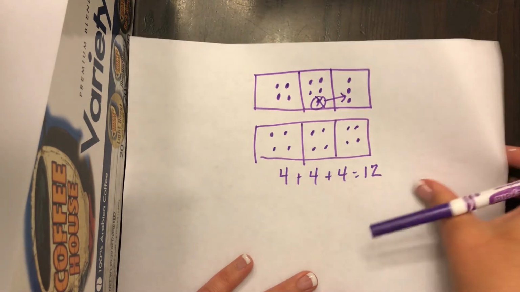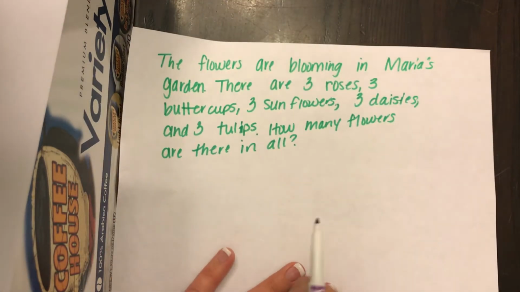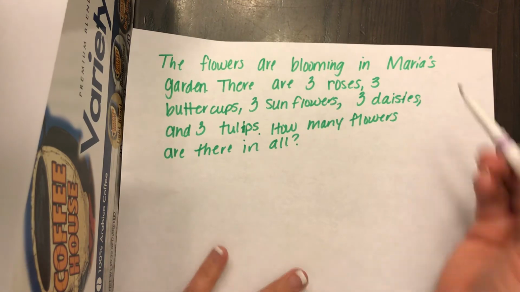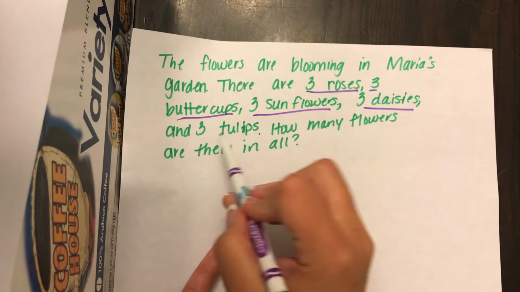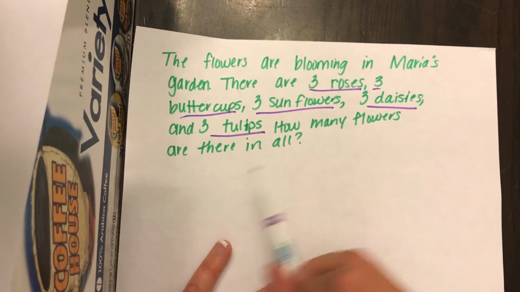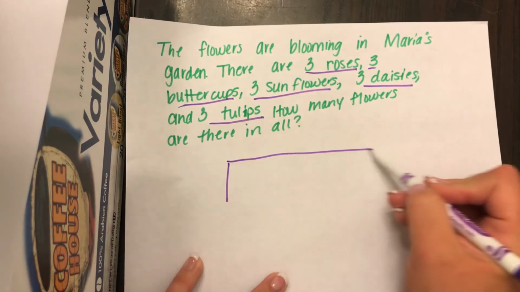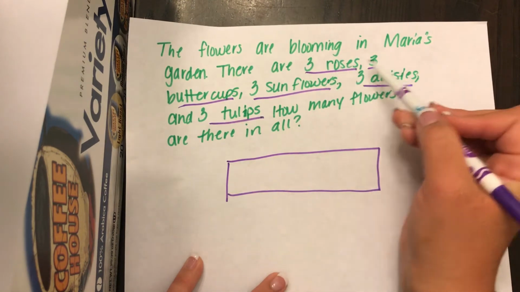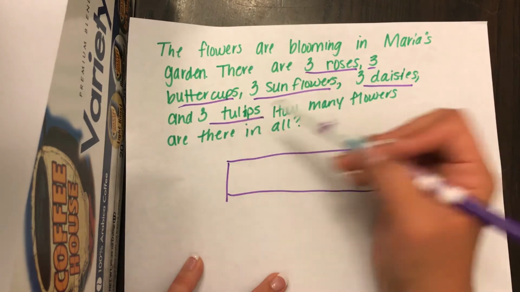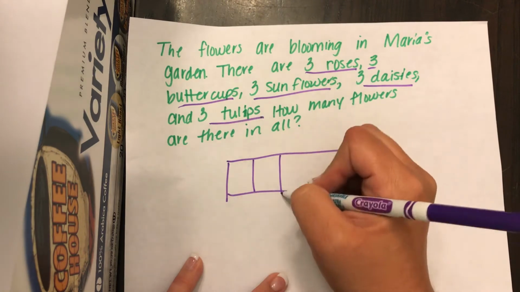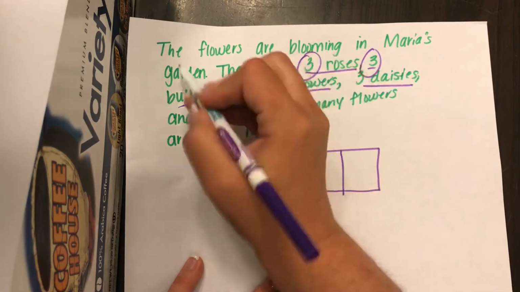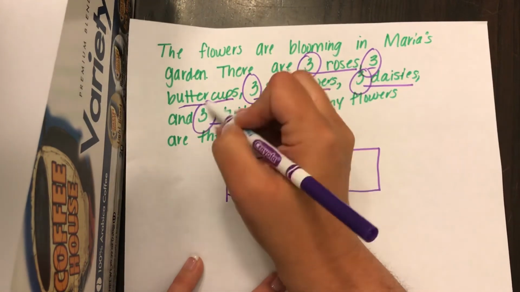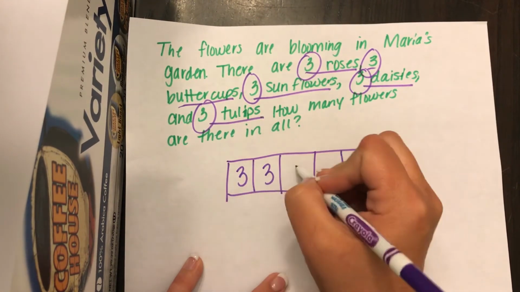Okay, so let's look at one more problem. The flowers are blooming in Maria's garden. There are 3 roses, 3 buttercups, 3 sunflowers, 3 daisies, and 3 tulips. How many flowers are there in all? So let's do a tape diagram. There's 1, 2, 3, 4, 5 groups. So we have 5 groups. There are 3 in each group, it looks like. So 3 in each group.